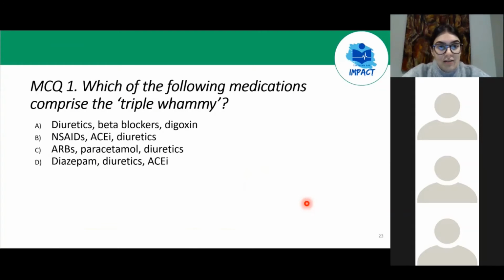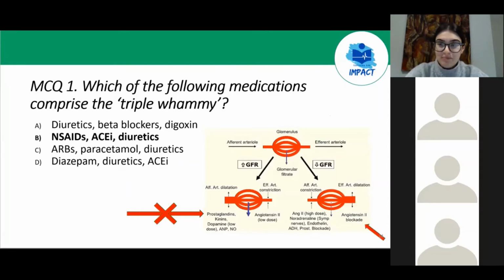All right. First question. Which of the following medications comprise the triple whammy? Does anyone know? Pop it in the chat. All right, chat, what am I saying? B, good, excellent.